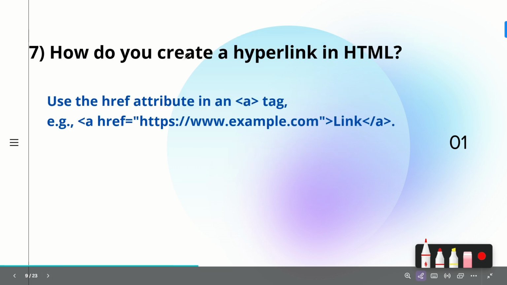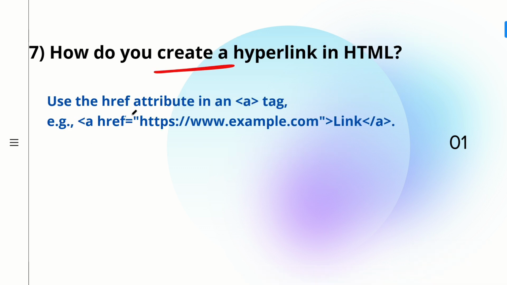Now our seventh question is, how do you create a hyperlink in HTML? You have to make use of the anchor tag, that is a. So you have to write less than symbol a, and you have to close it, and then in between whatever you write, that will be shown as it is, and then you have to close your anchor tag.